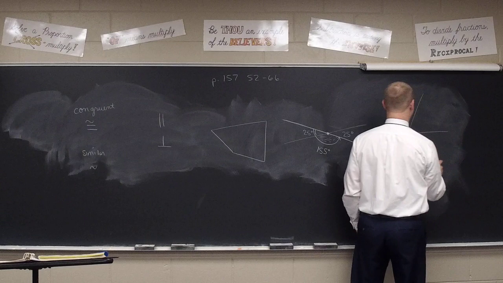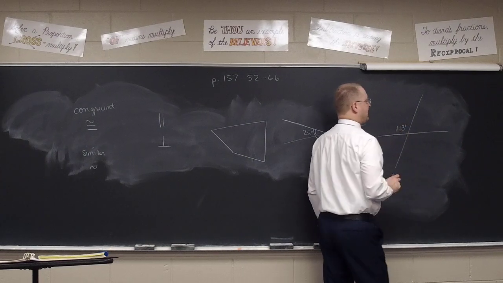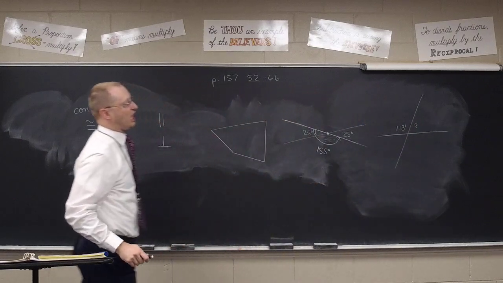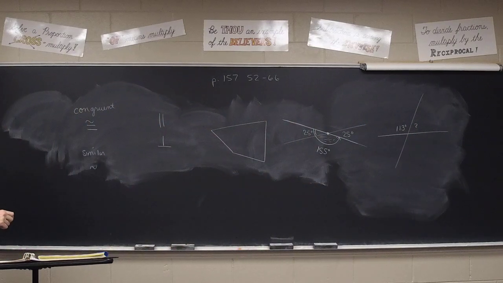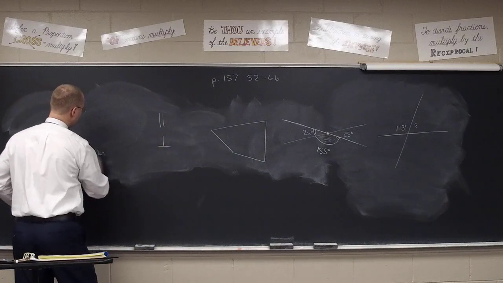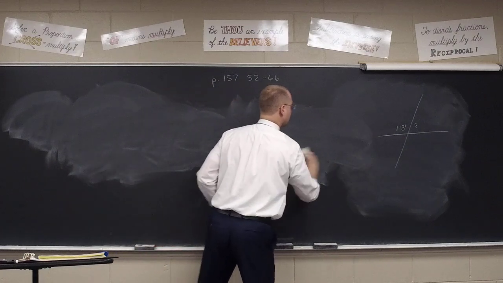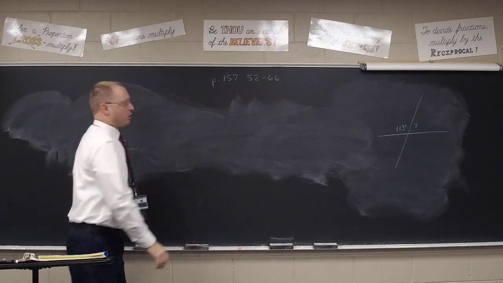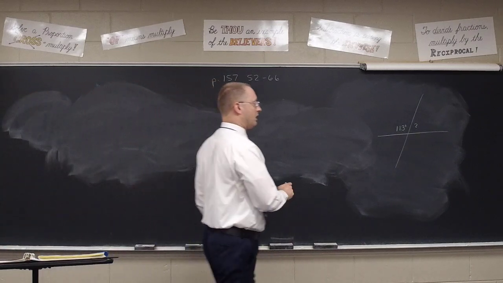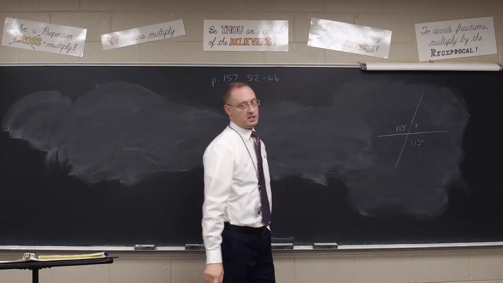Let's suppose we've got a 113 degree angle here. Find the adjacent angle when the two lines intersect. Find that adjacent angle. So we know the vertical is going to be 113, but what about the adjacent? How big will the adjacent angle be?